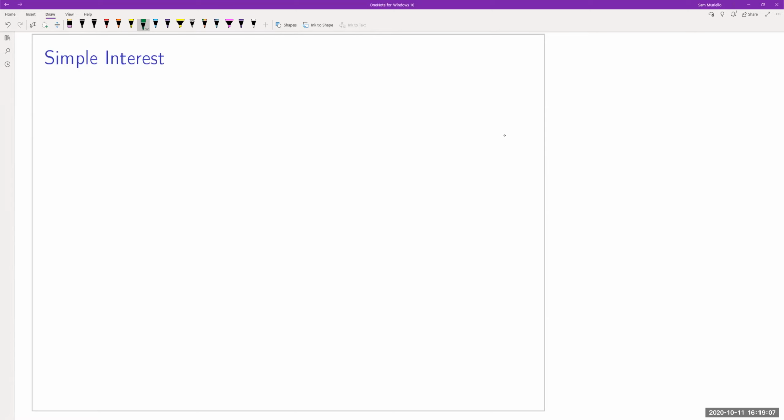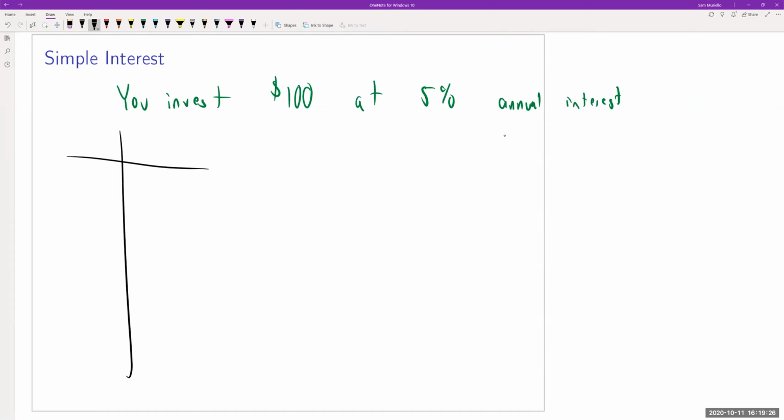interest. So the idea is that let's say that you invest $100 at 5% annual interest. So we can kind of make a table of values for, let's say, T in years and A in dollars being the amount of money that you'll have. In year 0, you'll have $100. After 1 year, 105. 2 years, 110, 115, and so on.